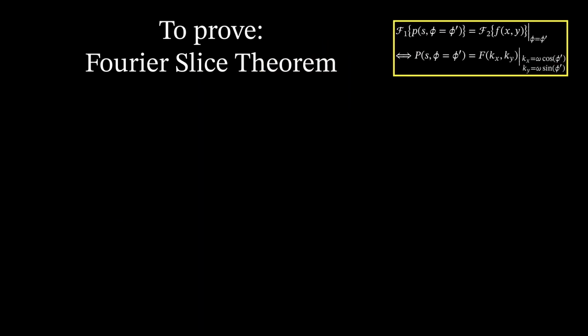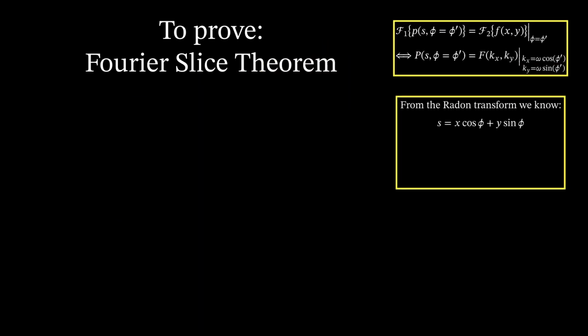We remind ourselves of the formula that was an outcome from the radon transform. As the Fourier slice theorem is valid for any angle, we can choose any angle to make the proof. Without loss of generality, we choose a phi of 0 degrees. It directly follows that s is equal to x and ky is accordingly 0.